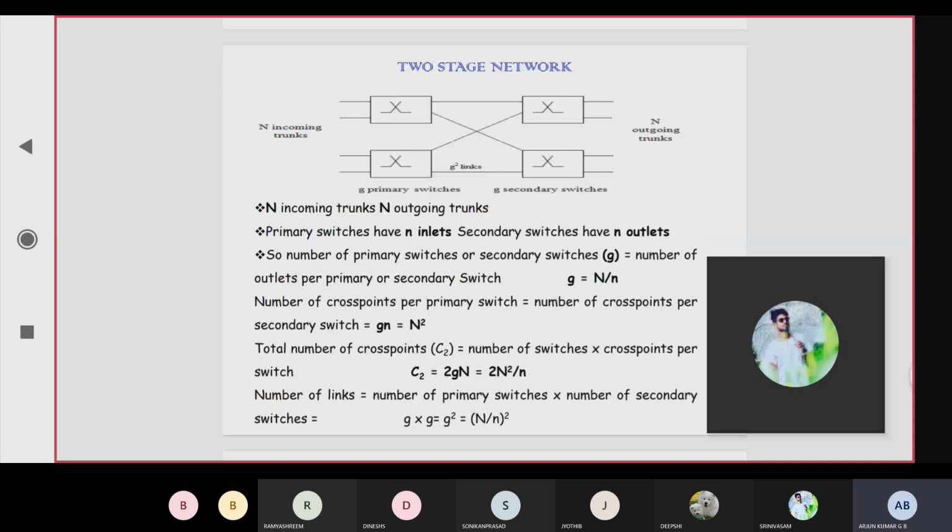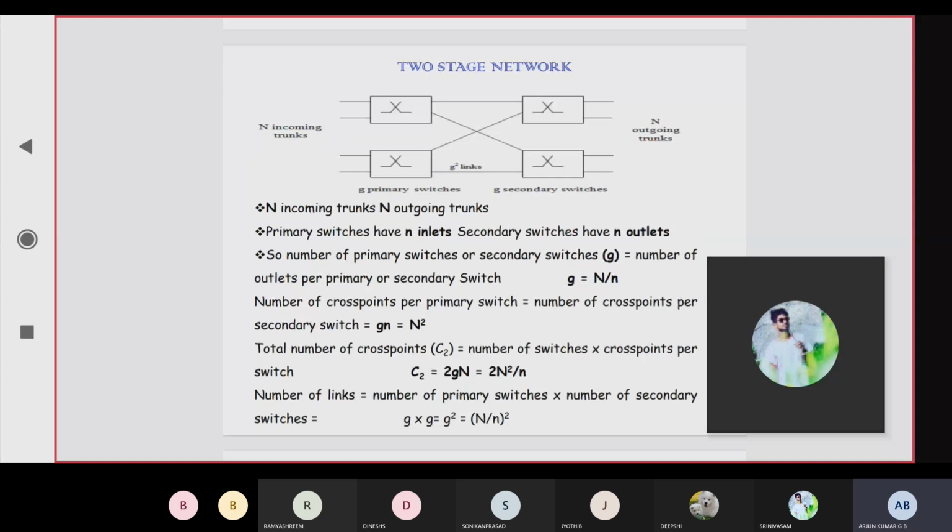G is the number of primary switches and G is the number of secondary switches, and G squared is the number of links. You can see that with two groups, the switches are connected to both the incoming and outgoing stages. G represents the primary switching. Here two stages and two groups are interconnected.